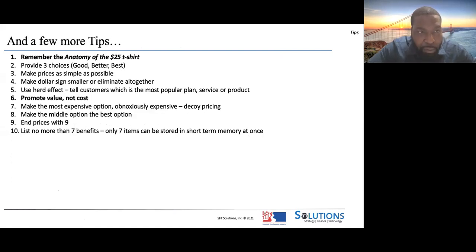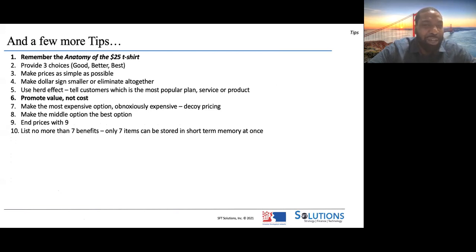And I have a few more. So remember the $25 t-shirt. I'm saying this again and again: how much money are you going to put in your pocket at the end of the day? You always have to think about that. Provide 3 choices. I'm going to say that again: good, better, and best.